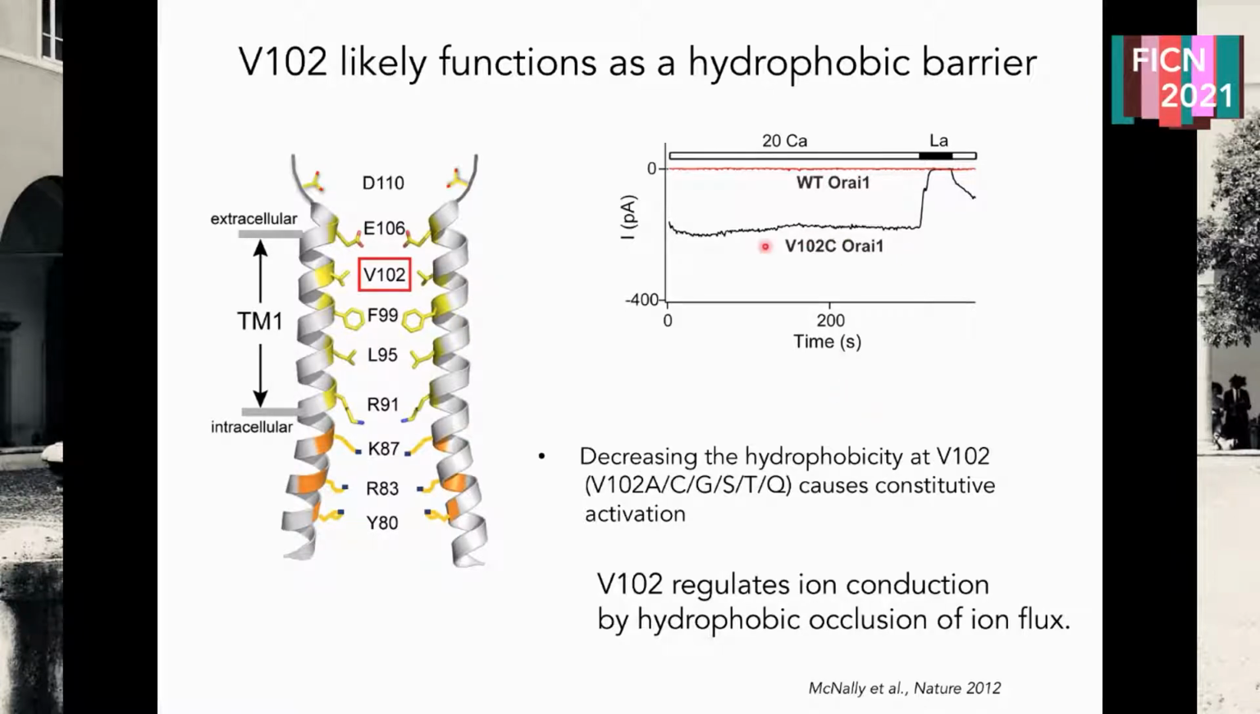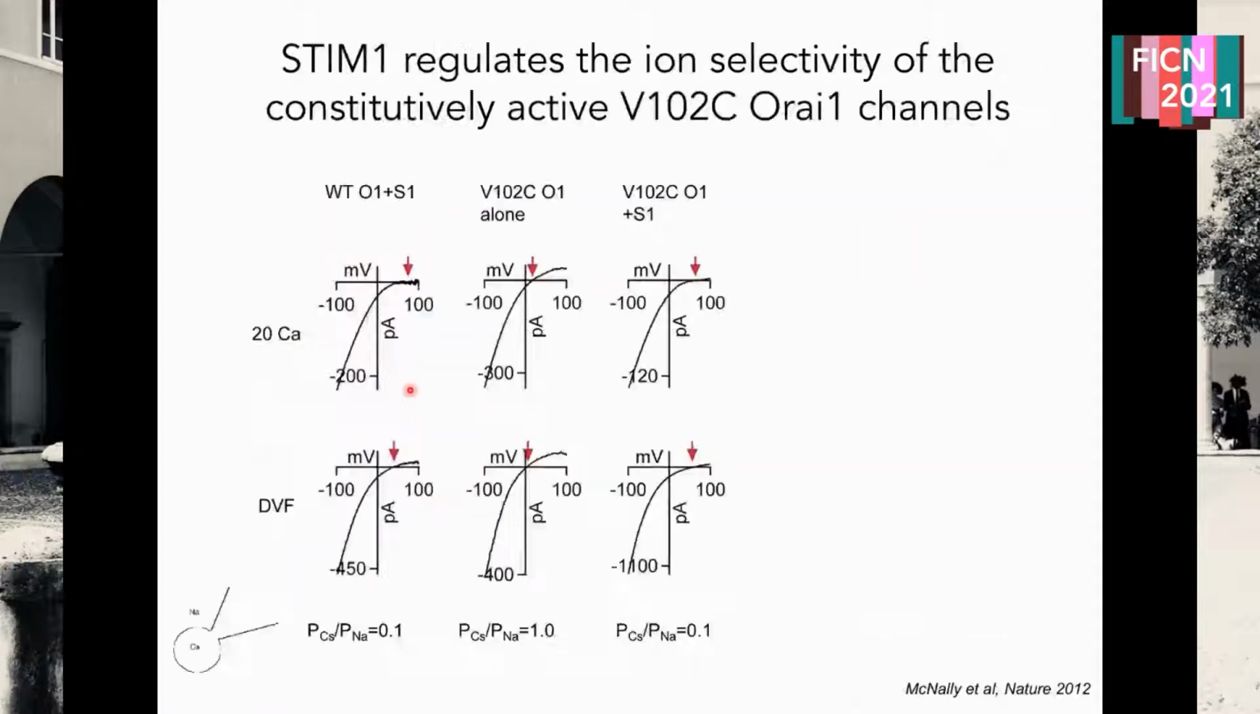And what we found by replacing the native valine with a series of amino acids is that mutations that reduce the strong hydrophobicity of this valine cause constitutive activation. So alanine, glycine, cysteine, threonine, glutamine, they were all constitutively active. So we came to the conclusion that this valine must regulate ion conduction by hydrophobic occlusion of ion flux. Valine is an extremely hydrophobic, oily amino acid, and so it was reasonable to think that it might present a hydrophobic and free energy barrier to the occupancy of water and ions in the ion conduction pathway.